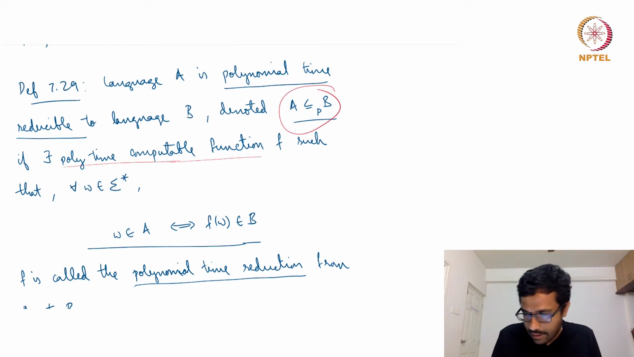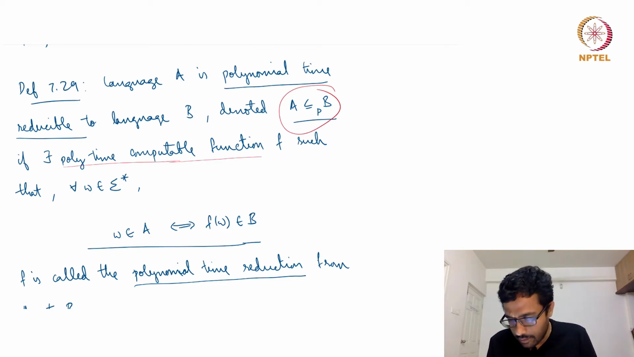Just to illustrate, there are two requirements here. First, there should be a polynomial time computable function f. That's requirement number 1. Number 2 is that every w in A should be mapped to f of w in B, and it's if and only if. This means that everything that is not in A should also be mapped to not in B. So this is an if and only if.